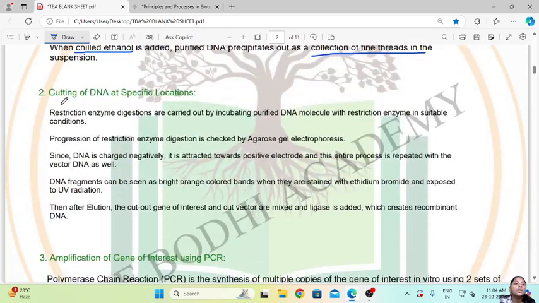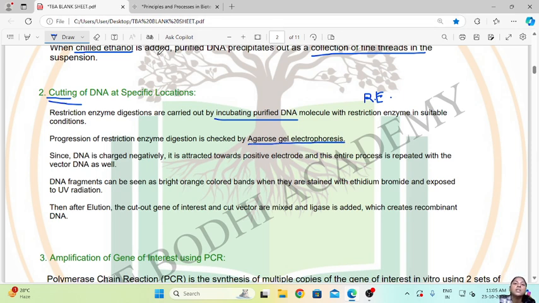Then talking about the cutting of DNA at specific location. The next step is cutting of DNA using the restriction enzymes. Restriction enzyme digestions are carried out by incubating the purified DNA molecule with the restriction enzyme at suitable conditions. Then after this, the progression of restriction enzyme digestion, that is the cutting, is checked by the agarose gel electrophoresis.